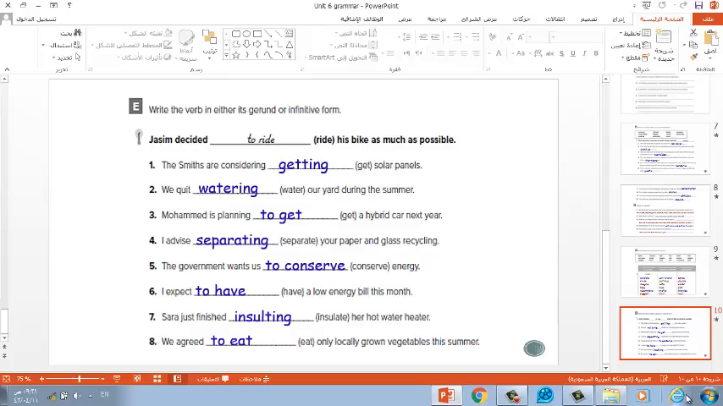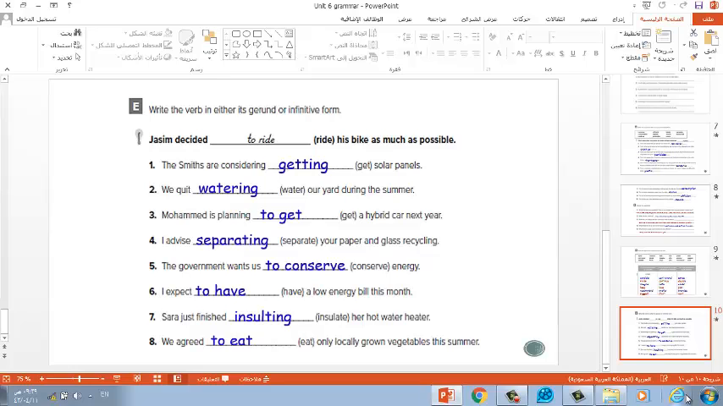And then we come to exercise E. Write the verb in either its gerund or infinitive form. Of course, this is going to work according to the verb. Jassim decided to ride his bike as much as possible. The Smiths are considering getting solar panels. After the word consider, we've got a gerund. Getting solar panels. Number 3. We quit watering our yard during the summer.